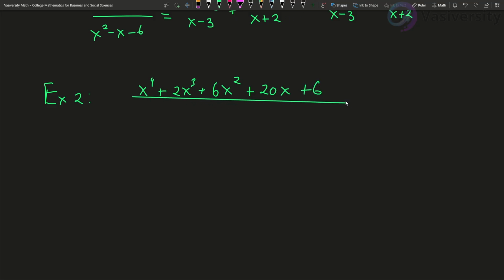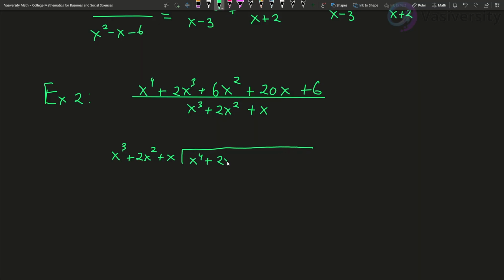Okay, so what we're doing, we're dividing it by x cubed plus x squared plus x. Okay, perfect. So now our first step here is to try to simplify it in some way. So let's actually do a synthetic division here. So we know that x to the 4 over x cubed is just going to be x, right? If we have x times x cubed, we're going to have x to the 4.